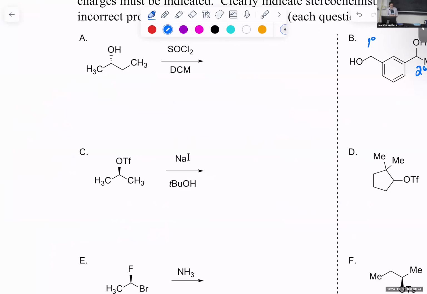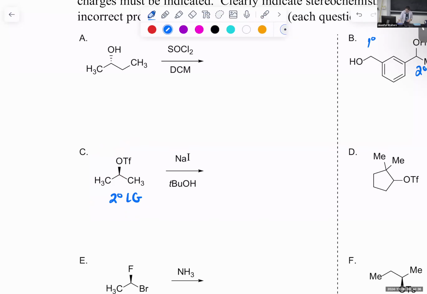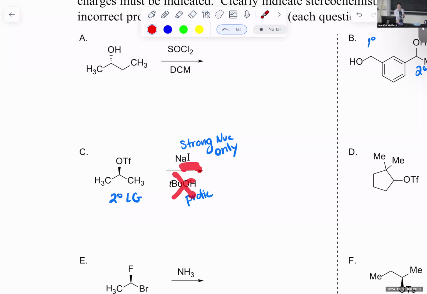All right, so I see sodium iodide, tert-butanol, and a triflate. So I'm seeing that I have this secondary leaving group with a strong nucleophile only, and a protic solvent. Iodide is so large that it does not form a solvent shell. So iodide is still my best nucleophile in solution, right? The tert-butanol is not going to be my nucleophile. The iodine is still my nucleophile.